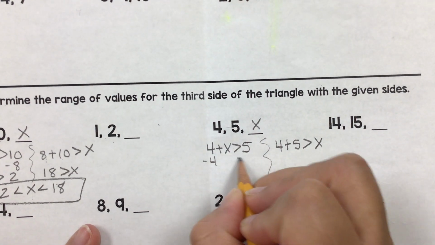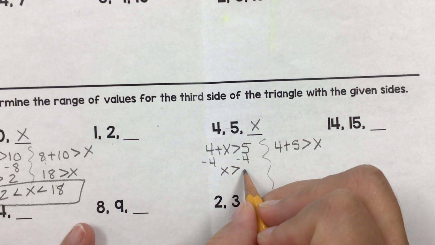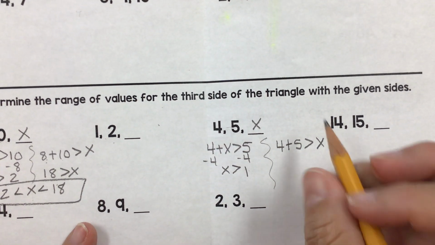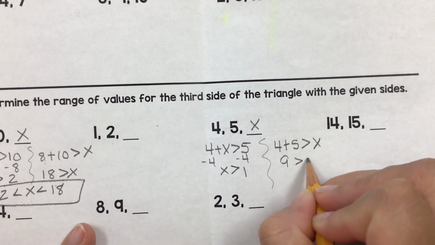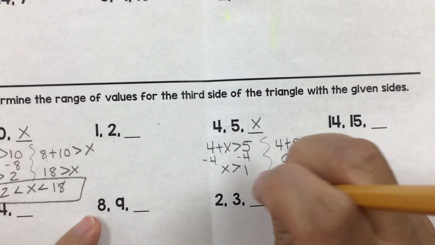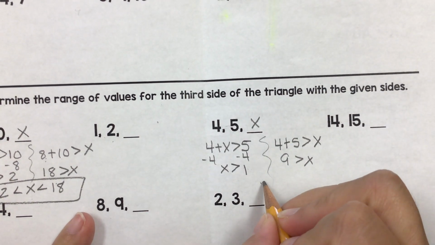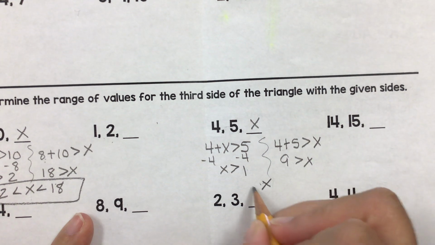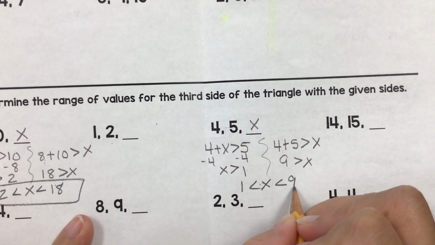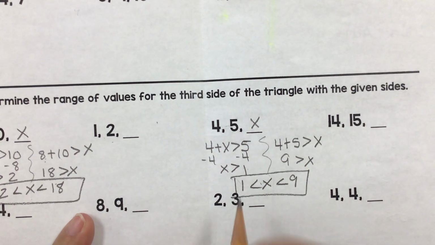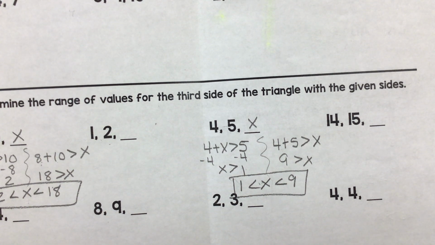We're going to subtract 4 from both sides. X is greater than 1. 4 plus 5 is 9. That's greater than x. And then the inequality always looks the same, where you have the smallest number on the left and the biggest one on the right. Again, what that means is that the values of x are anywhere between 1 and 9.